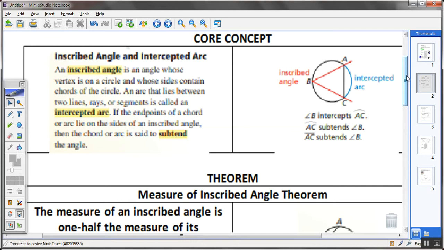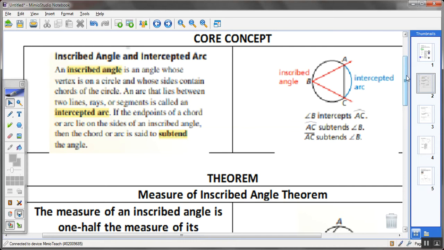Which arc? A to C, arc AC. All right, B intercepts arc AC. And then it says arc AC does what? Subtends angle B. These two things mean exactly the kind of converses of each other. I would say segment AC subtends what? See this segment right here? A to C. This is found by the endpoints of the two angles that intercept my arc right there.